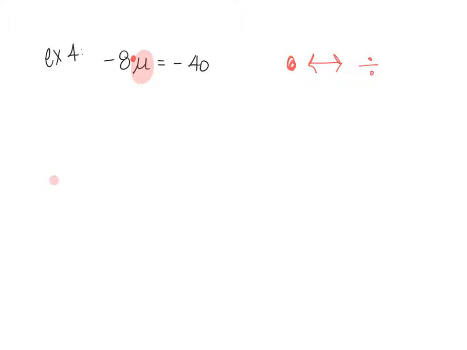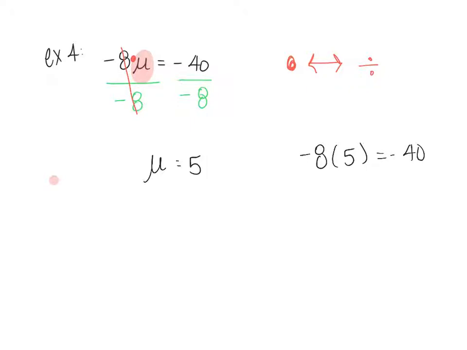So how do I undo multiplication? Use division. So to undo multiplication, I'm going to divide by -8 on both sides because I want to get rid of everything that is in front of that u. I want to get rid of that whole part. So on the left, those are going to cancel, which will leave me just the u. On the right, I have -40 divided by -8 will give me +5. So to check my answer, -8 times 5 equals -40. Yes, that's true, so my answer is correct.